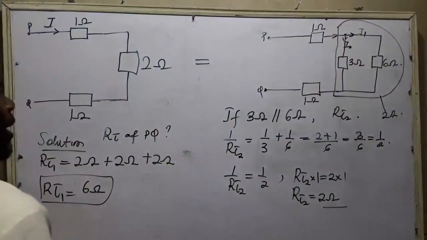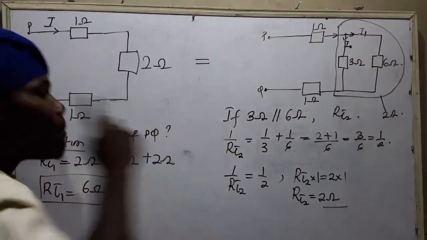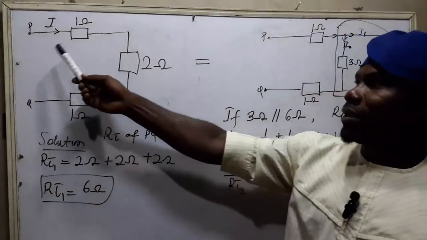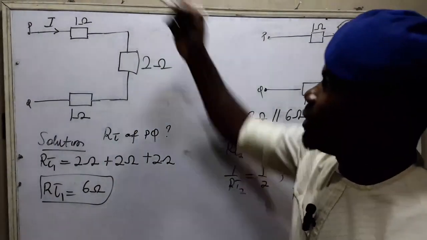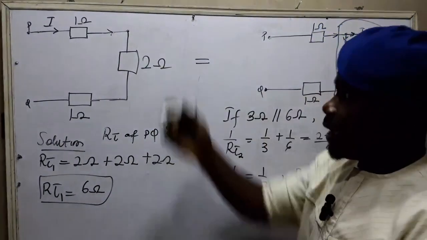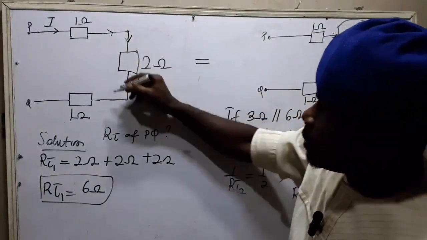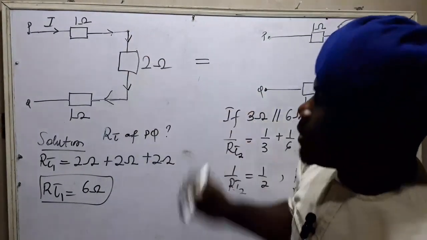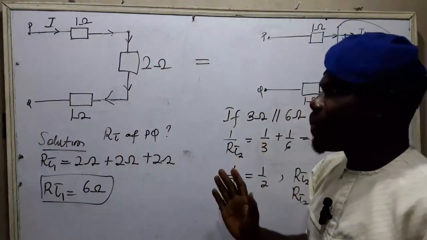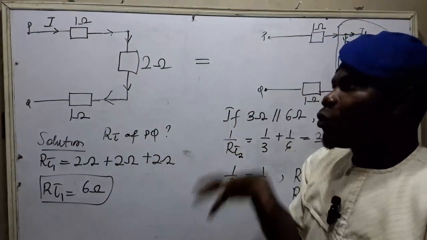Now, to get the total resistance overall, the current will move in series. Let's try to re-explain better. You see, the current will move in series. It will move like this. When it reaches this junction, it's not going anywhere any longer. So the current will also move like this. The current will continue here. So you are able to see that the current will be moving around in series form. So we are able to reduce the circuit to a series form.